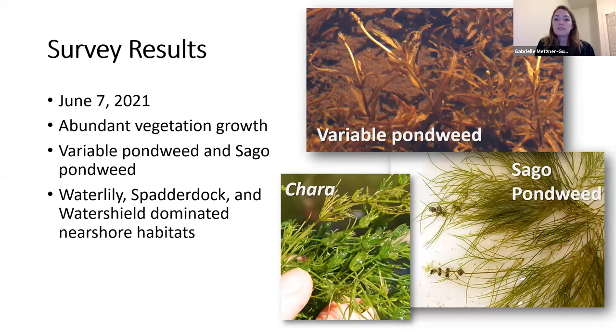And we also noticed that variable pondweed and sago pondweed were observed at recreational nuisance conditions throughout the center of the lake. So when we were out there, these were causing a lot of problems. They were growing really high in the water column, probably getting stuck in your boat props, definitely causing some recreational nuisances where you can't necessarily navigate through this area very well. We also noticed that spatterdock, water lily, and water shield dominated the nearshore habitats. If you want to go to the next slide, please, Mark.